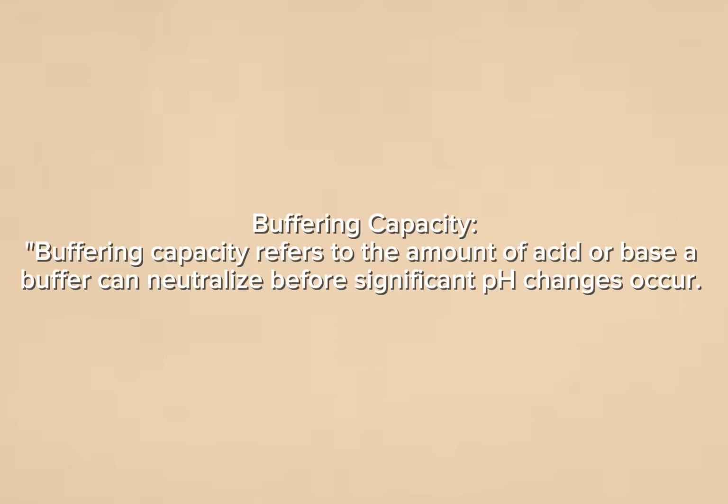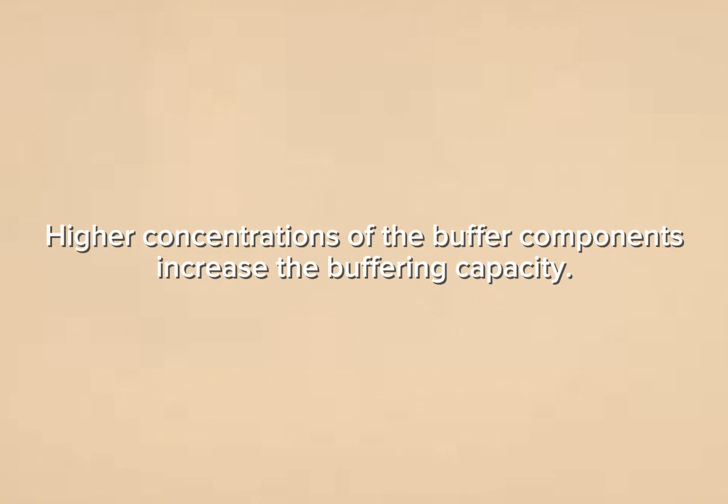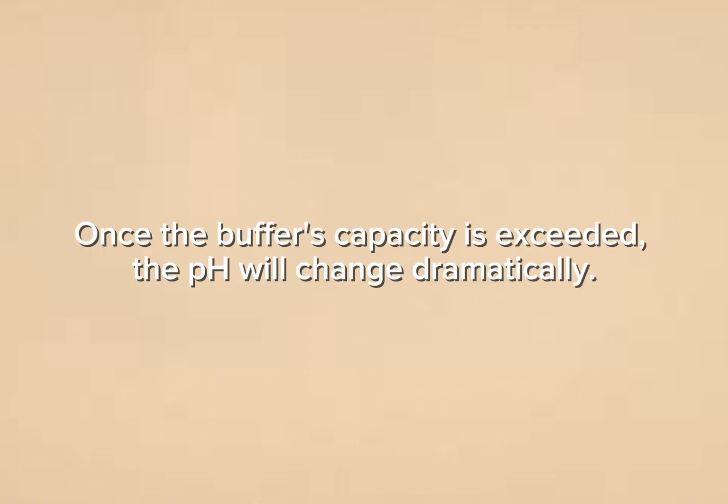Buffering capacity. Buffering capacity refers to the amount of acid or base a buffer can neutralize before significant pH changes occur. The capacity of a buffer depends on the concentration of the weak acid and its conjugate base. Higher concentration of buffer components increases the buffering capacity. Once the buffer's capacity is exceeded, the pH will change dramatically.